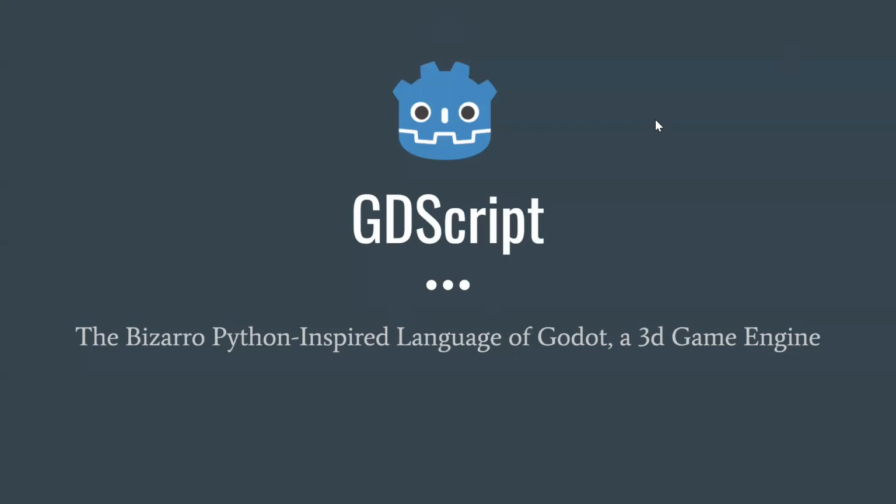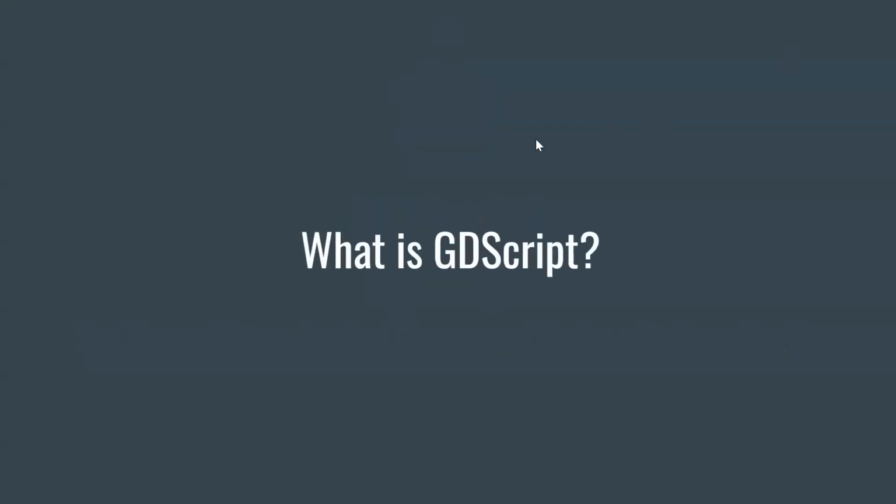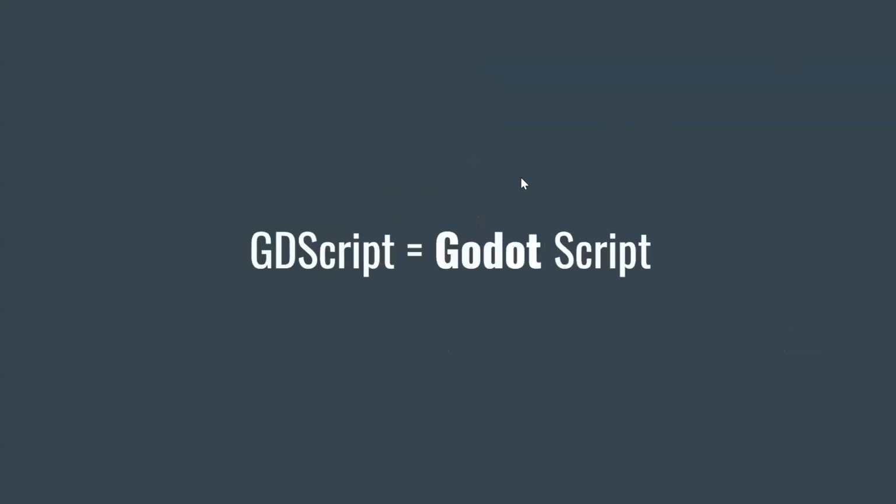Great. So I'm going to talk about GDScript, which is, as I call it, the Bizarro, which is not quite a fair term, Python-inspired language of Godot, a 3D game engine. So first of all, what is GDScript? Like I said, it's a scripting language, but probably the clearest explanation is GDScript is Godot script.